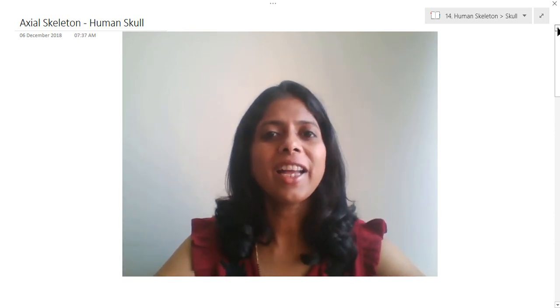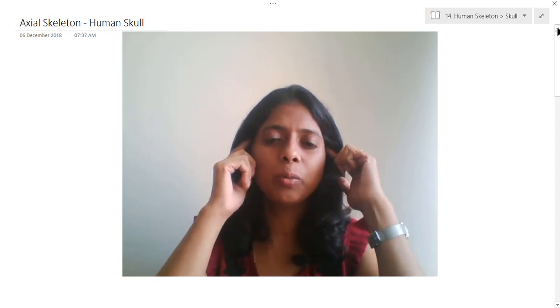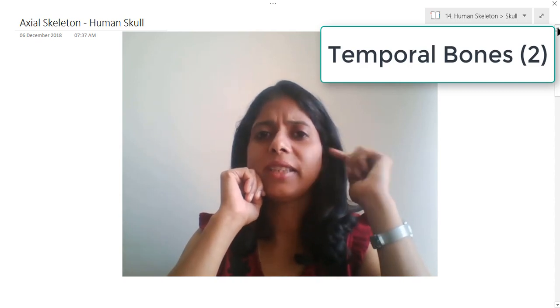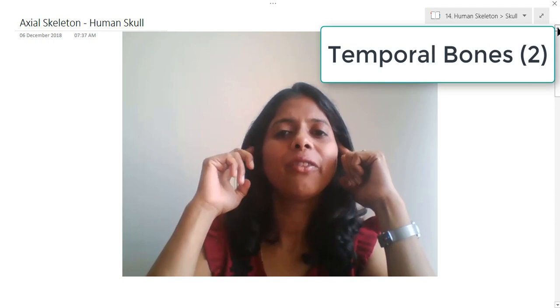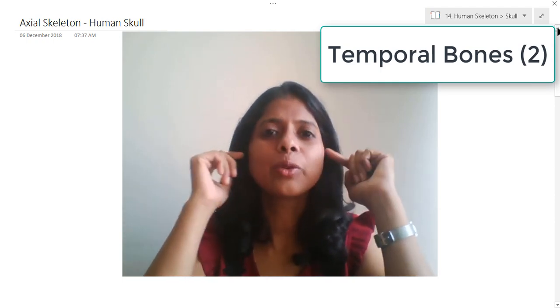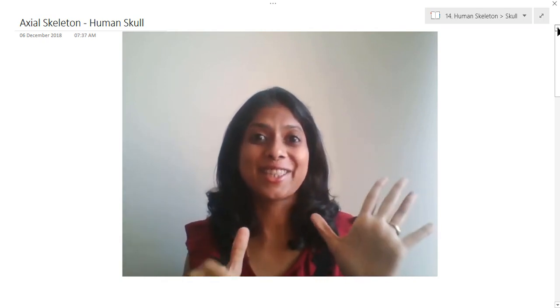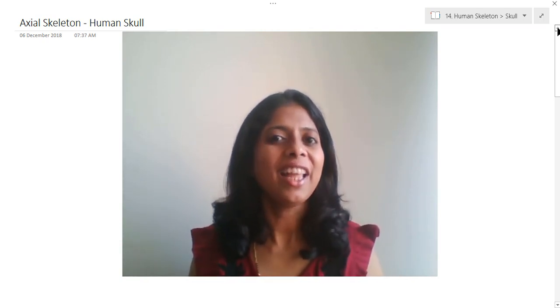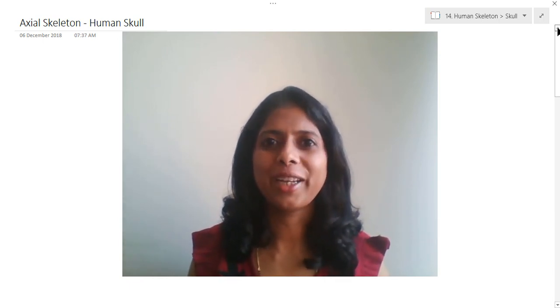Okay, after that we are having here on this side 2 bones called the temporal bone. One just above the ear is the temporal bone. One above the left ear, one above the right ear. So 2 temporal bones. How many are there now? 6 bones. Okay, now still 2 bones are remaining. Now this is tricky to understand, where these remaining 2 bones are located.